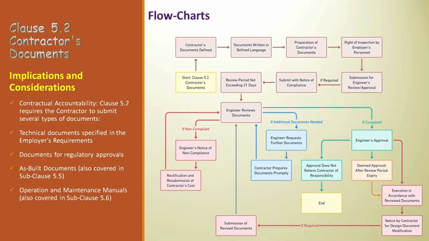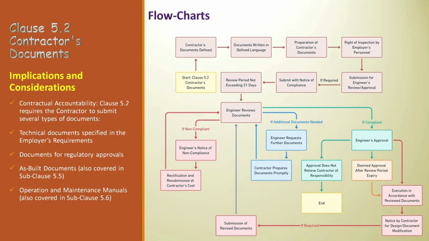Next is review period not exceeding 21 days. The engineer has up to 21 days to review the document from the time they receive it, and the notice from the contractor. Next is engineer reviews documents. Now, the engineer checks the documents to see if they meet the contract standards. Next is decision point. Is the document compliant? The engineer must decide if the document follows the contract rules.